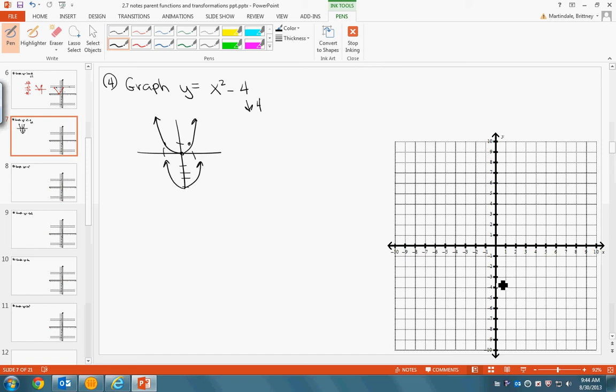So 1, 2, 3, 4. Here's our final answer. If I said actually graph it, you could do a t-table from like negative 1 to 1, and you're going to get these answers.